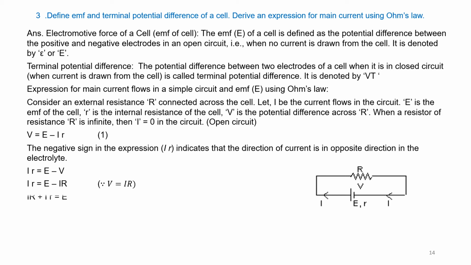Let it be equation 1. The negative sign of the expression IR indicates that the direction of current is opposite to the electrolyte. Small ir is equal to E minus V. Therefore, small ir is equal to E minus capital I into capital R.